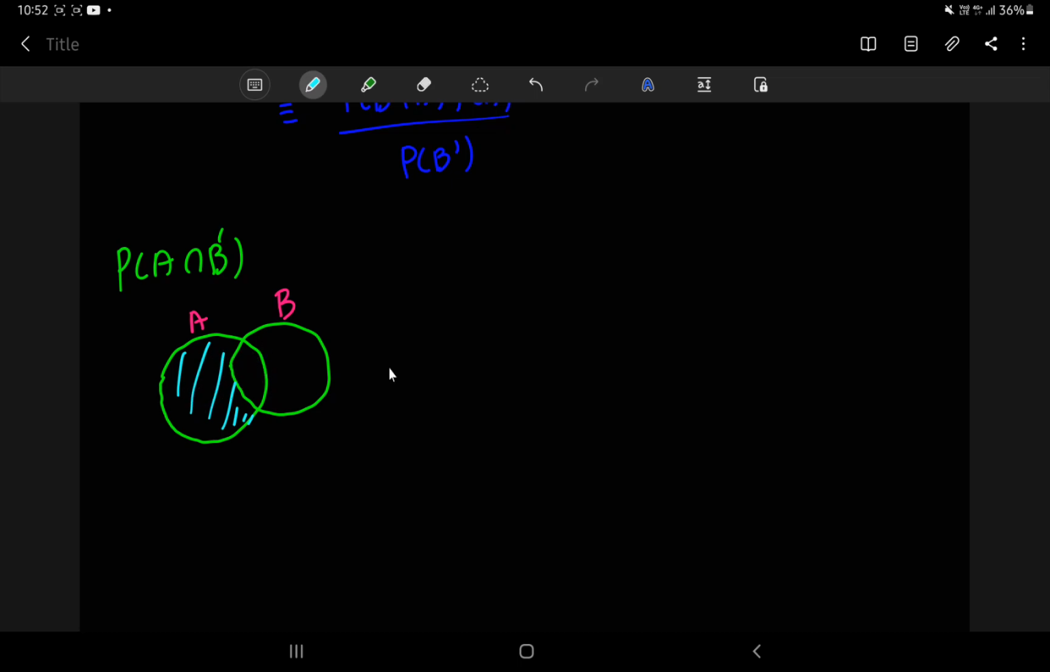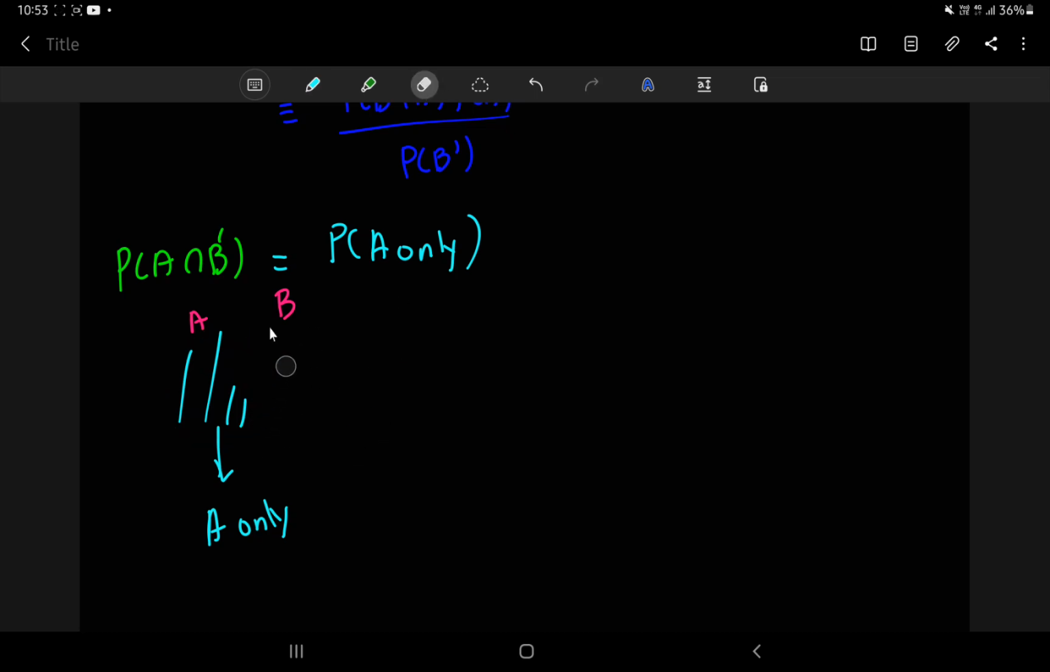So this means that this region is actually the probability of A only. So this part is A only. Okay, A only. But if you consider this whole part, it is actually P of A. But if we exclude the intersection part, which means this is A only.